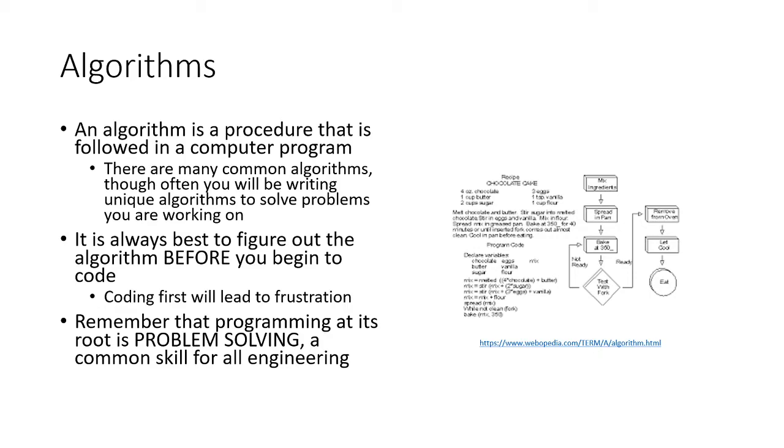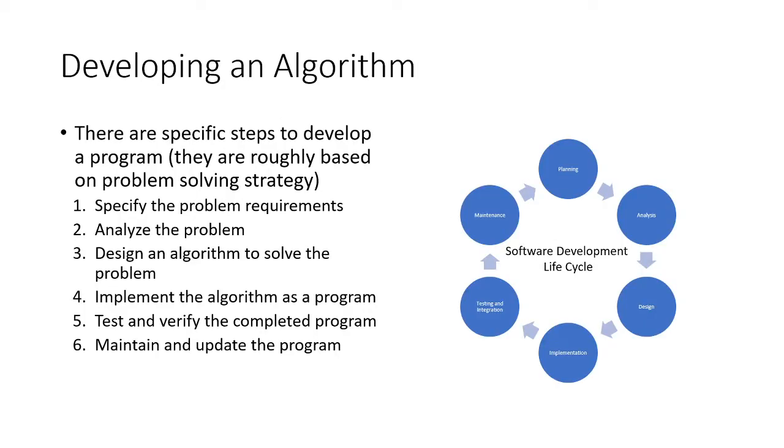So how do we develop an algorithm? It's a cycle. It's part of the software development life cycle. You may see this in some compilers and things listed as the SDL. Basically, it's a series of steps that we use when developing an algorithm. The first thing we need to do is figure out what the problem requirements are. So what do we need from the user? What do we need to sample? What do we need to do?